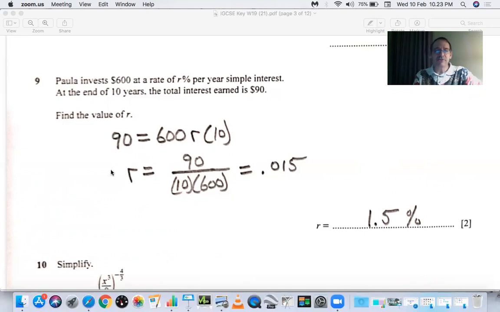So our simple interest formula is I equals PRT, I being the interest, 90 equals P, the principal, that's 600, R, and then T, the amount of time, 10 years. So we end up with R equals 90 divided by 10 times 600. All of this comes out to 0.015. We want our rate as a percent. So move the decimal over twice and you get 1.5%.